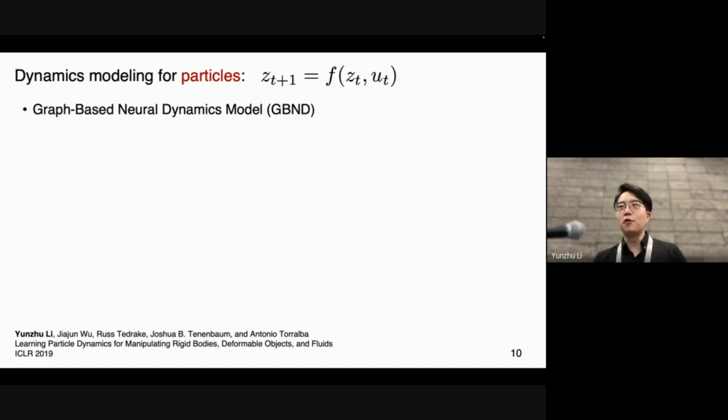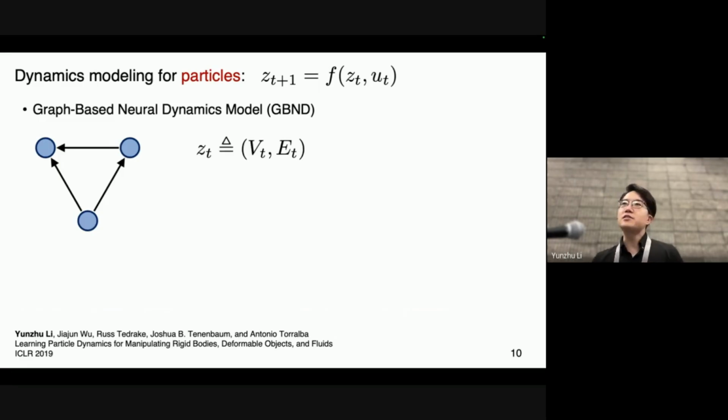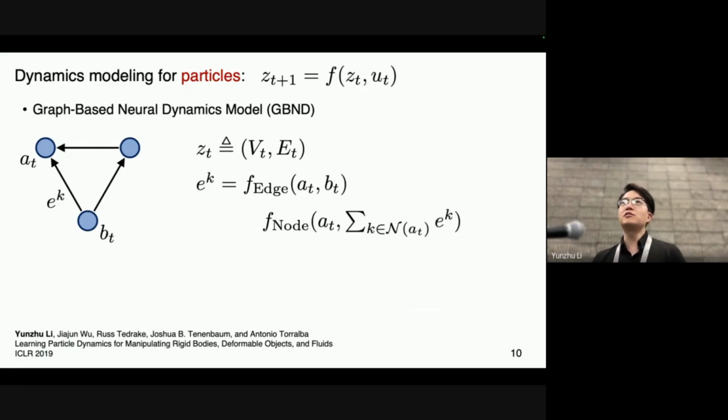Many of you might already be familiar with GNNs, but just a quick recap. We have a graph of 3 nodes and 3 directed edges. Our representation Z is the union of the node set V and the edge set E. For each edge going from point B to point A, we have an edge encoder that takes the sender information and receiver information to generate the representation for that specific edge. Then for all the nodes inside this graph, we aggregate all the representations on edges where node A is the receiver. Together with the information on node A, we update the representation on node A.